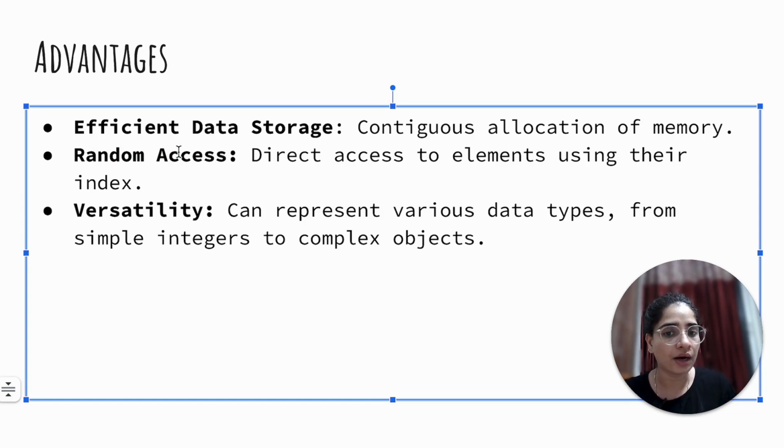And versatility, why is it versatile? Because you can have different or various data types, right? You can also have an array of a custom class. You can also have an array of your primitive data types.